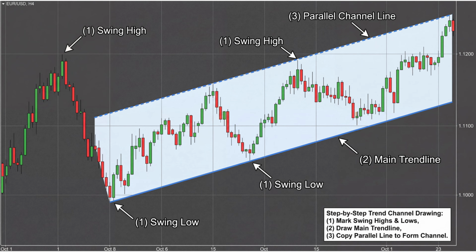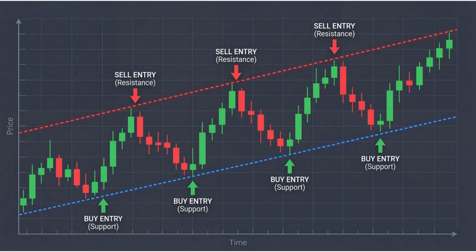Once the channel is formed, price is seen moving smoothly between the lower trend line and the upper parallel line. Pullbacks tend to respect the lower boundary, while rallies move toward the upper boundary, confirming controlled bullish momentum. As long as price stays inside this channel, the trend remains strong and structured, helping traders anticipate support, resistance, and potential continuation points.